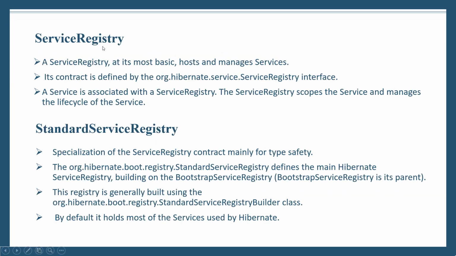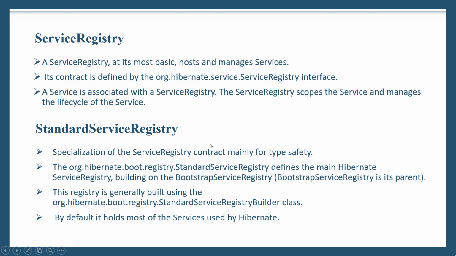Now let us see what is the service registry. A service registry at its most basic hosts and manages the services. So service registry is responsible for managing the services. Its contract is defined by the org.hibernate.service.ServiceRegistry interface. A service is associated with a service registry, and the service registry scopes the service and manages the life cycle of the service. So services provide the different functionalities and the service registry manages these services, that is they maintain the scope and the life cycle of the services.